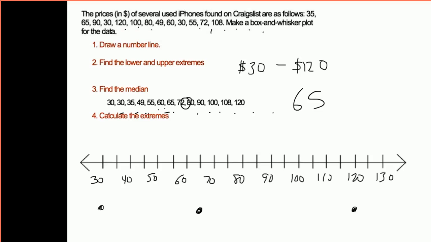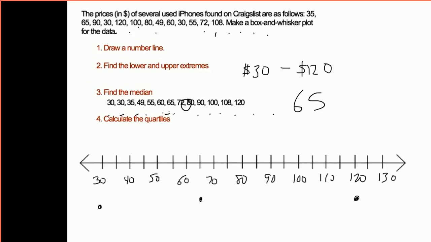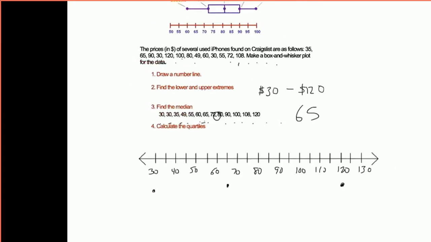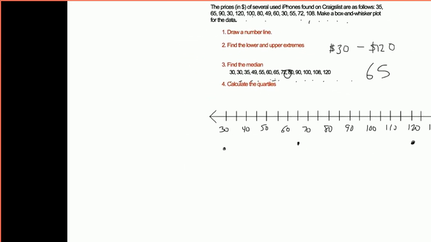Oops, this shouldn't say calculate the extremes, it should say calculate the quartiles. Sorry about that. All right, so I fixed it up a little bit there. So we need to calculate the quartiles, both the upper and the lower. So what I'm going to do is cut a branch over here, and we're going to calculate the lower and then the upper quartiles.